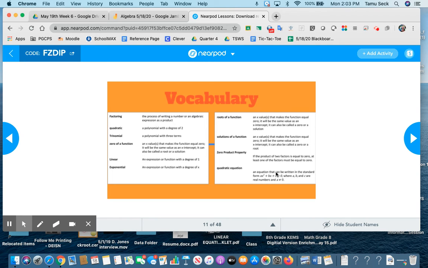Linear is when you have just an x, so x to the first power. And exponential is when it's to the x power. The roots of a function are the same as the zeros of a function, when the whole thing is equal to 0. The solution of the function is the values of x. The quadratic equation in standard form is ax squared plus bx plus c equals 0, and it allows you to solve for x.